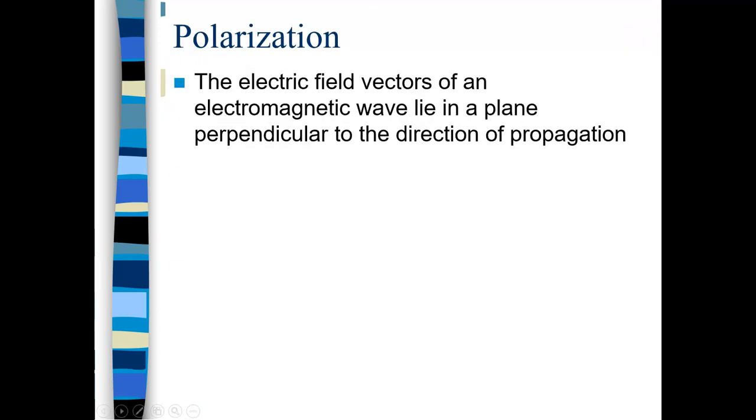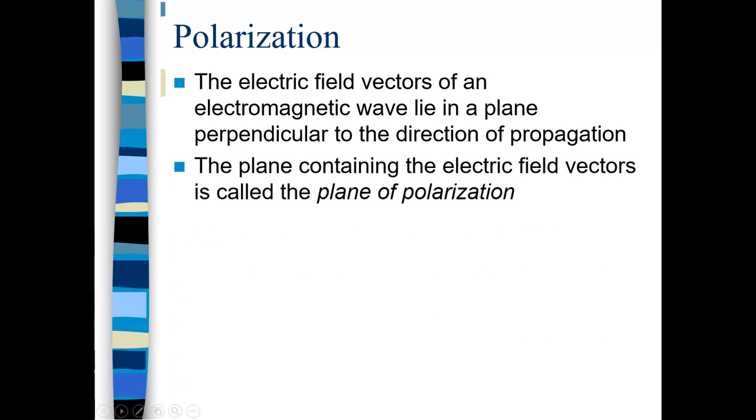Okay, now in terms of polarization, the electric field and the magnetic field are perpendicular to each other, and the electric field vectors in the electromagnetic waves lie in a plane that's perpendicular to the direction of propagation. So that plane for the electric field vectors is called the plane of polarization.